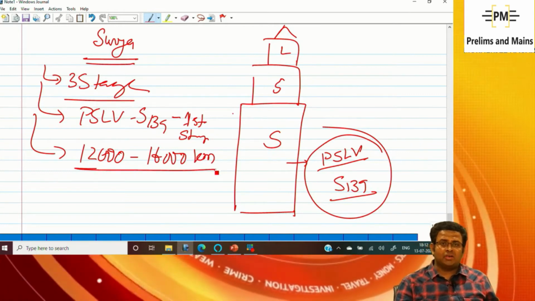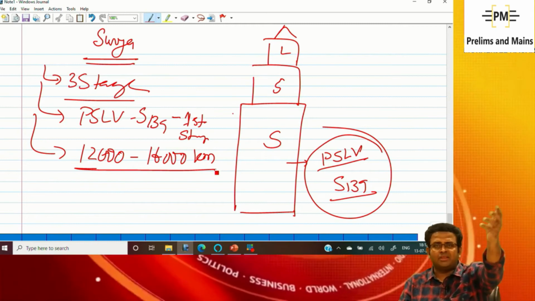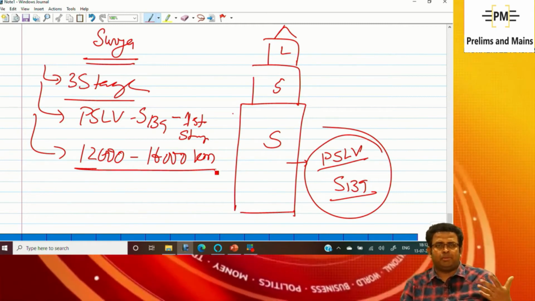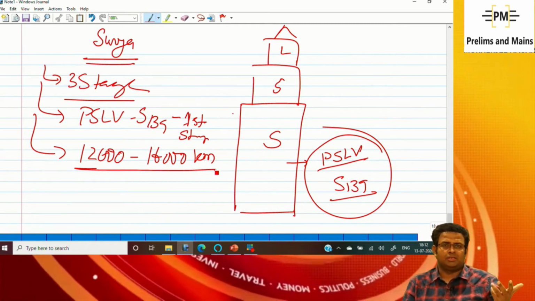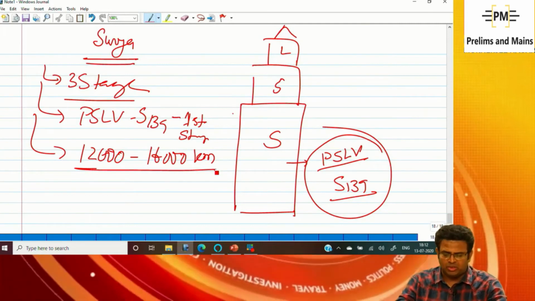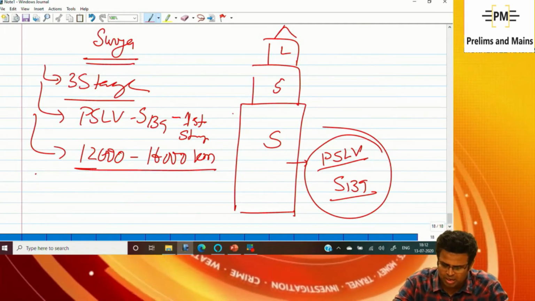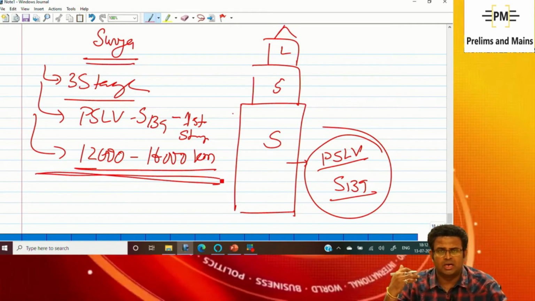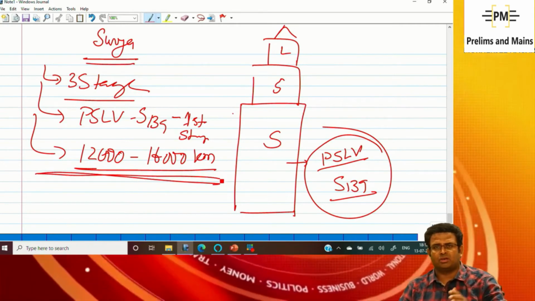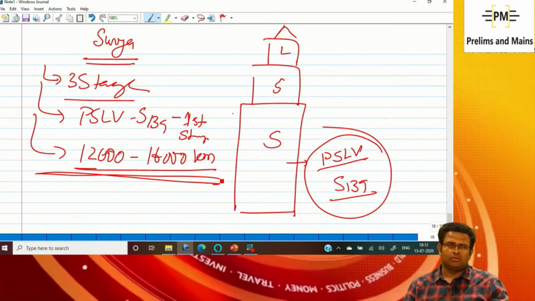So highly destructive, and India can make more than 16,000 because India has better PSLV technology and the GSLV and all this. So we can say, like I said, that Surya is more destructive, and it can cover the whole world.